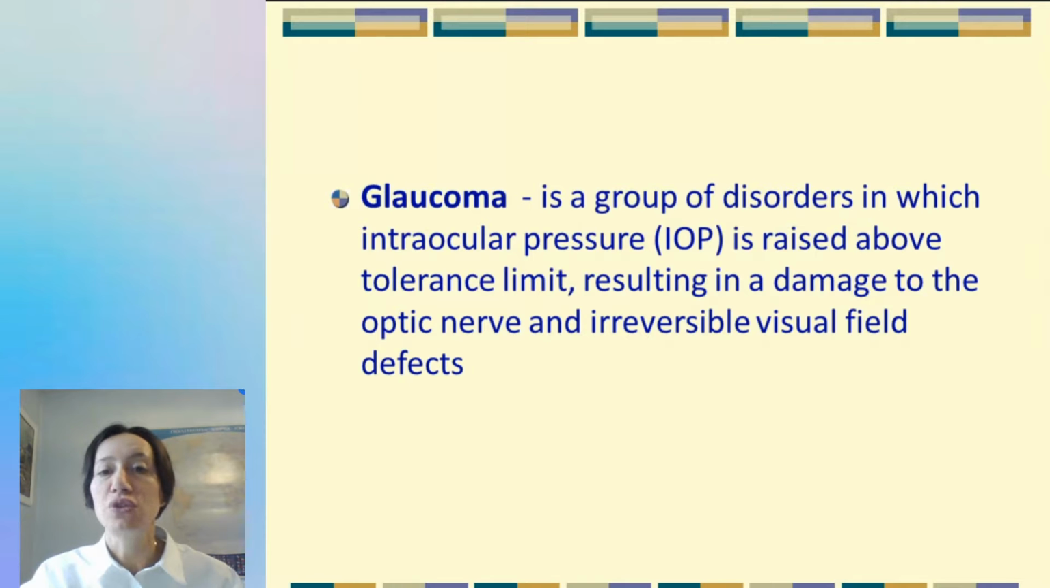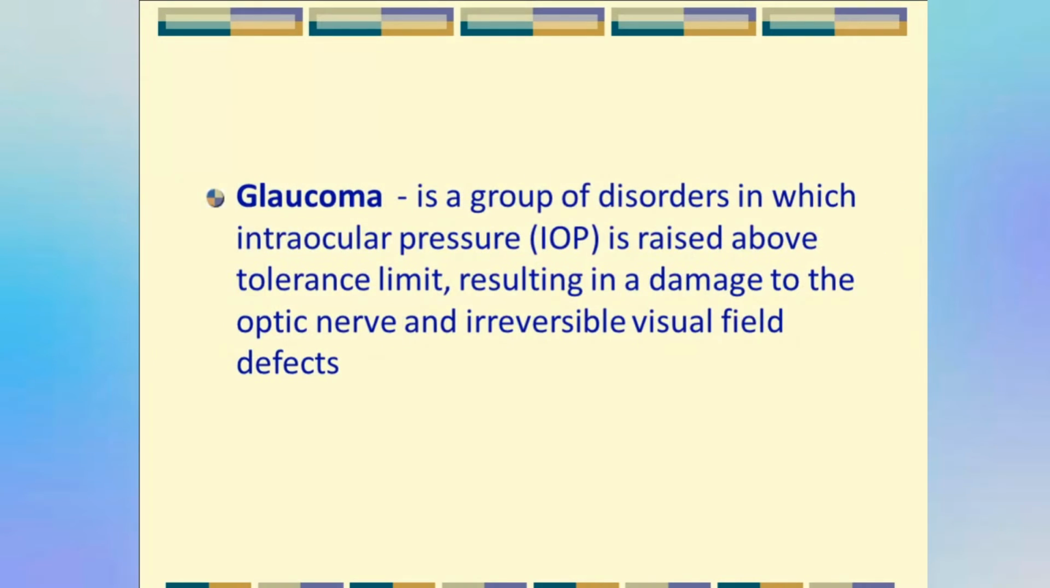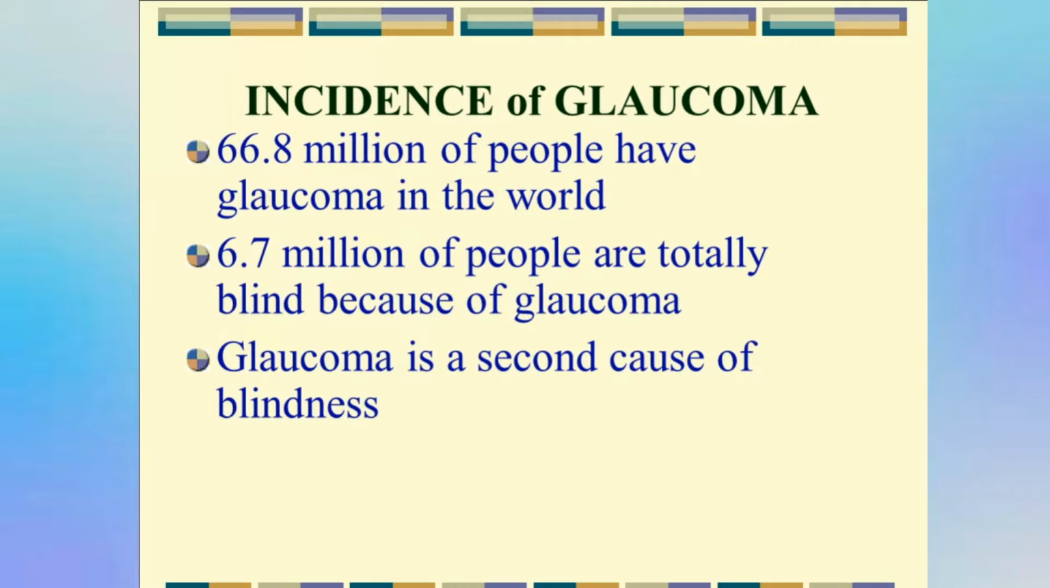Glaucoma is a group of disorders in which intraocular pressure is right above the tolerance limit, resulting in damage to the optic nerve and irreversible visual field defects. Nearly 70 million people have glaucoma in the world. Nearly 7 million people are totally blind because of glaucoma. And glaucoma is the second cause of blindness and visual disability around the world.